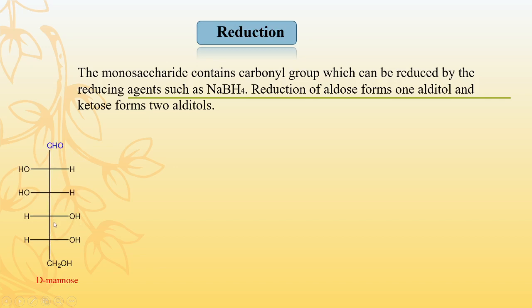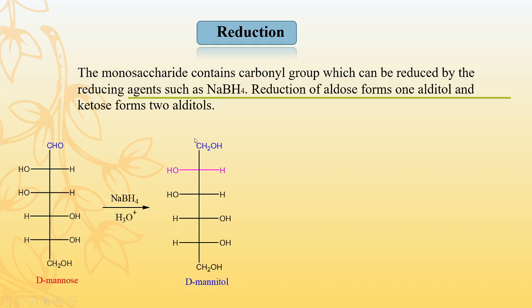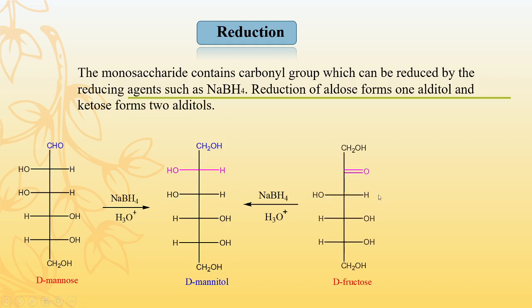Let's see. Here is the structure for D-mannose, and here we reduce this D-mannose by using the reagent sodium borohydride. This is a mild reducing reagent. So this gives the product like this. This is D-mannitol. That means this aldehyde is converted into this alcohol, a primary alcohol. That means D-mannose is converted into D-mannitol by using the reducing reagent NaBH4, and we get this structure. Here this is the aldose, and this is the alditol.